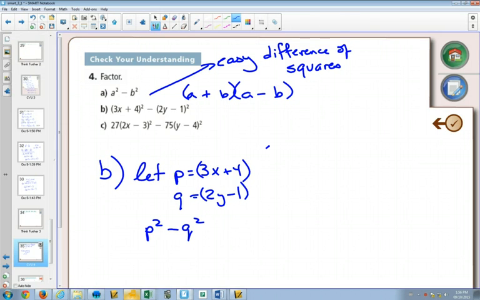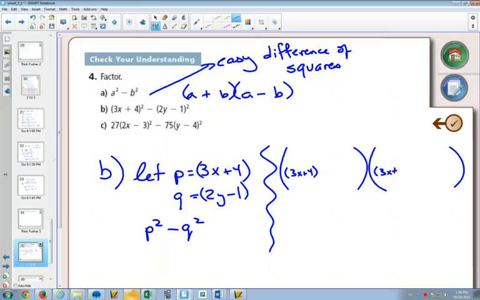I do find with these ones, if you recognize that this is something squared minus something else squared, that a lot of people can go right away to the two sets of brackets. My first one was 3x plus 4 and 3x plus 4. My second one is 2y minus 1 and 2y minus 1. And one will be plus and one will be minus. Some people are able to go to that directly, and then you don't have to do the substitution.